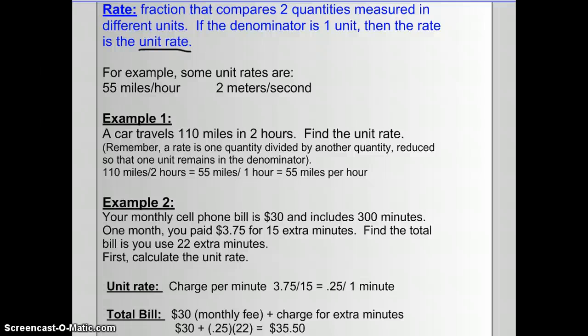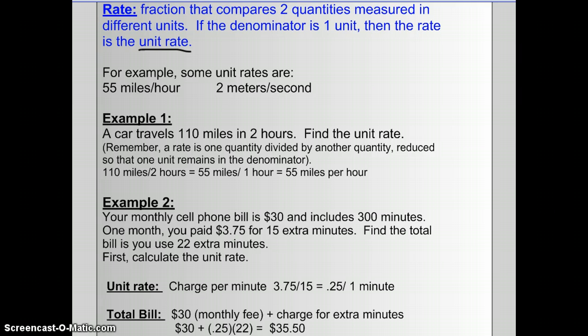In example 2, your monthly cell phone bill is $30 and includes 300 minutes. 1 month you paid $3.75 for 15 extra minutes. Find the total bill if you use 22 extra minutes. So the first thing we're going to do is calculate the unit rate. And the unit rate is $3.75 per 15 minutes because they made you pay that for the extra 15 minutes. You can take those two numbers and divide them and get that you're being charged 25 cents per minute.